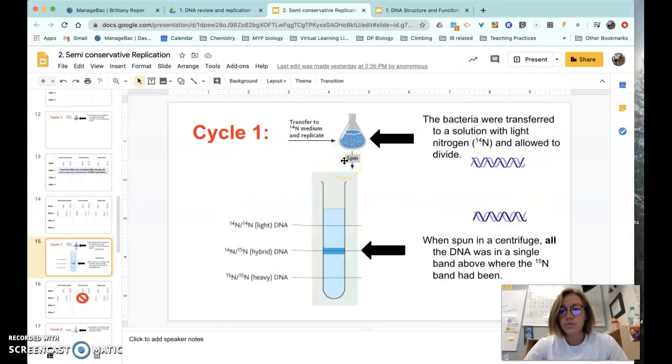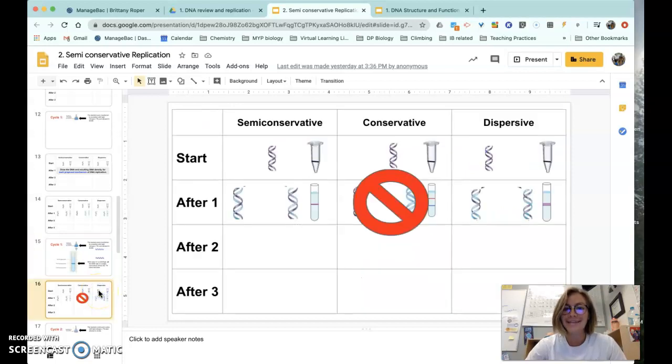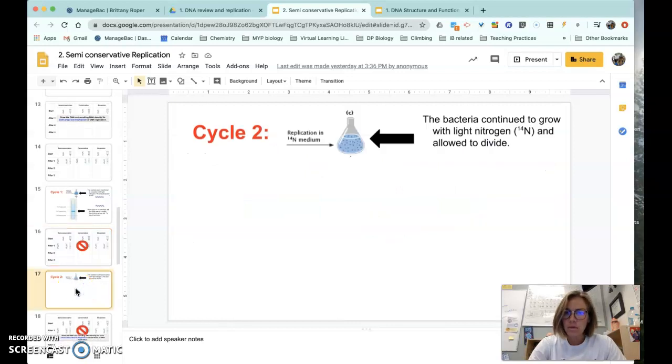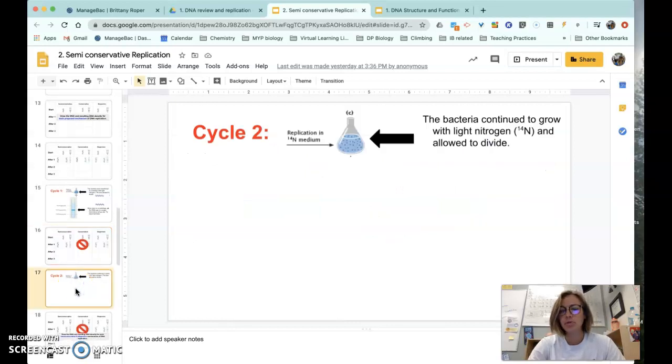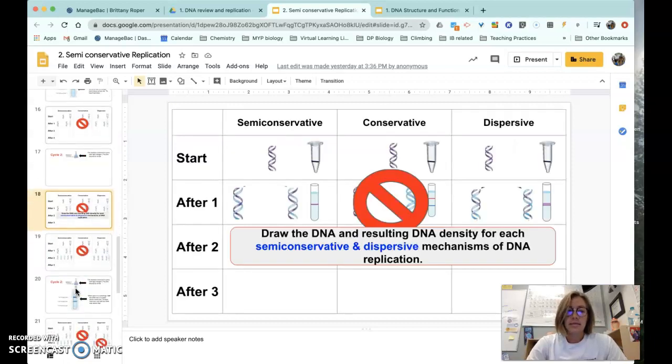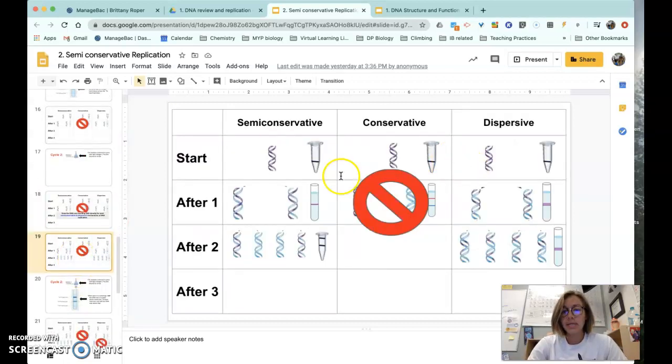But what we saw is that when spun with a centrifuge, all the DNA was in a single band above where the 15N band had been. What that tells us is that it cannot be conservative, because you would have had 2 separations. You would have had one heavy band below and one light band above. It couldn't have been that way. So the bacteria continued to grow with light nitrogen and allowed to divide. And so we know it can't be conservative.